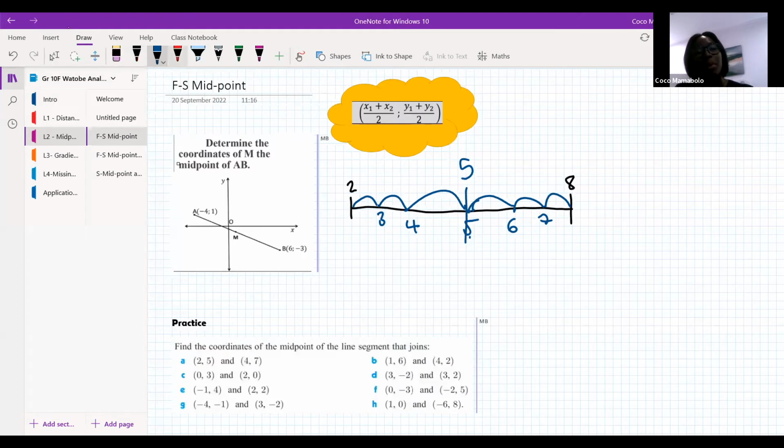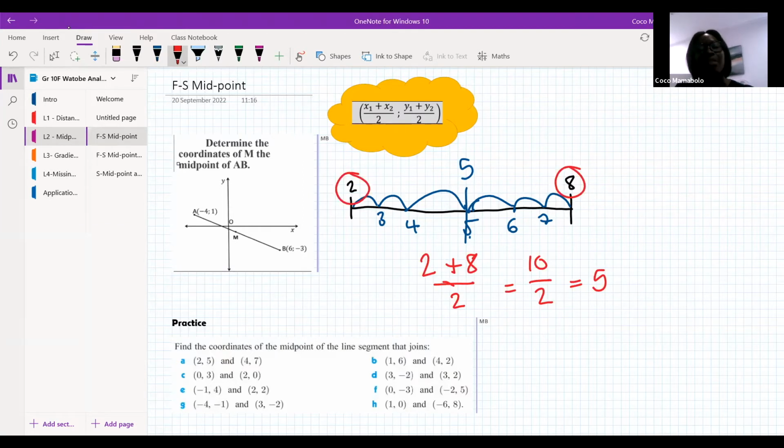Or another way we could do this is we could take 2 and add 8, and we can divide these two by 2. And 2 plus 8 would give me 10 divided by 2, and that would give me 5. So the other way for me to find this easier without having to count from each side as I go in is just to add the two numbers on the end. So take 2 and 8, add them together and divide them by 2, and that will give us the midpoint.